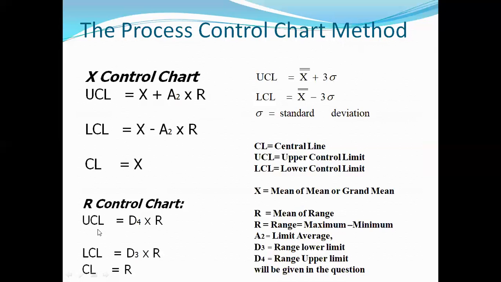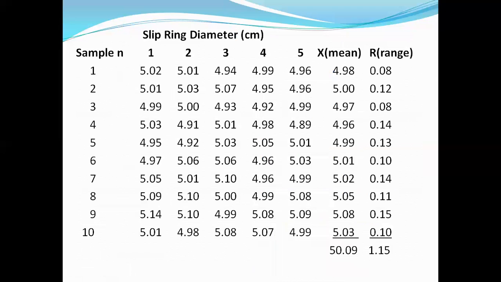Now the upper control limit is D4 into R bar. Lower control limit is D3 into R bar. And the control limit is equal to R bar. Okay. Now we discuss one by one with the help of some examples.